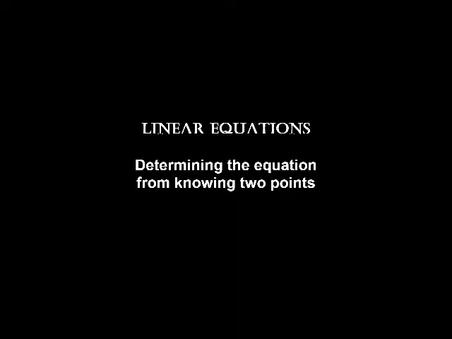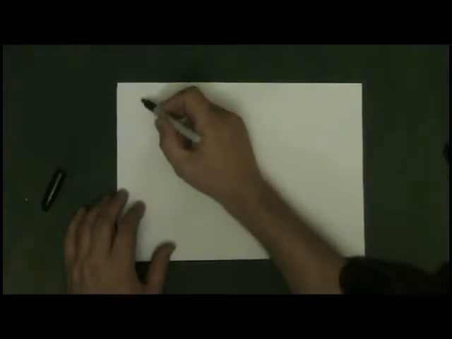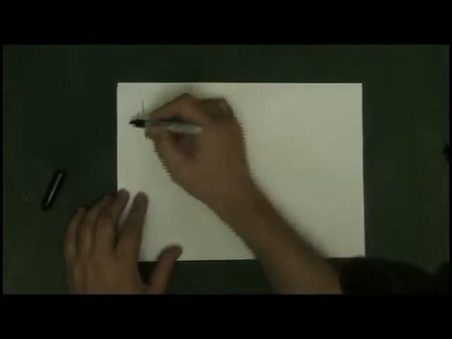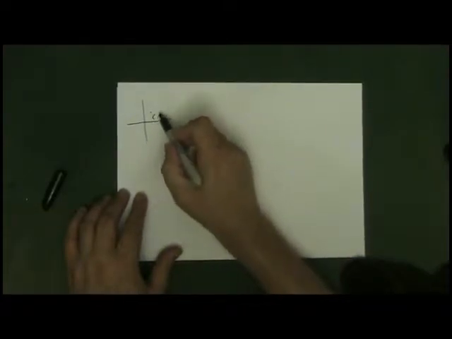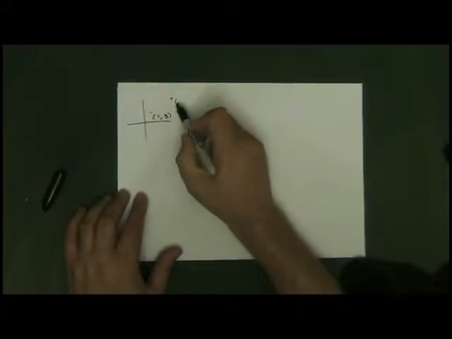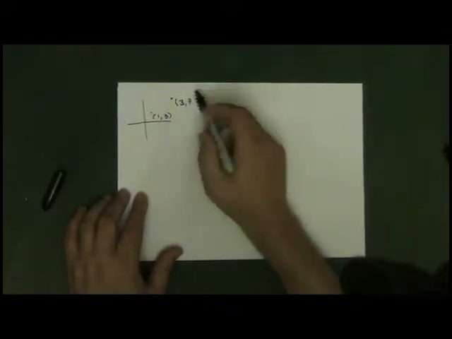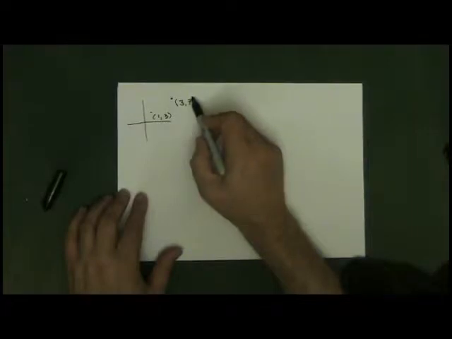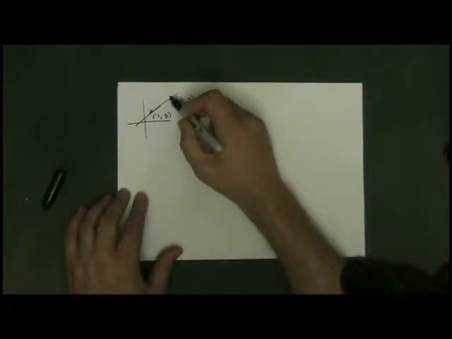Let us explore how to determine the equation of a line if we know 2 points. If we have a graph and we know 2 points, so this is going to be point 1, 3, and we know this point up here, 3, 7, and we've got a line going through there. If you know 2 points, then you can work out the equation.